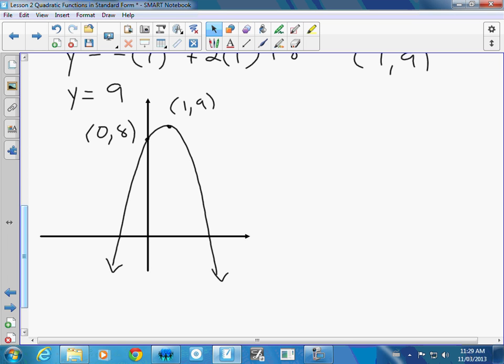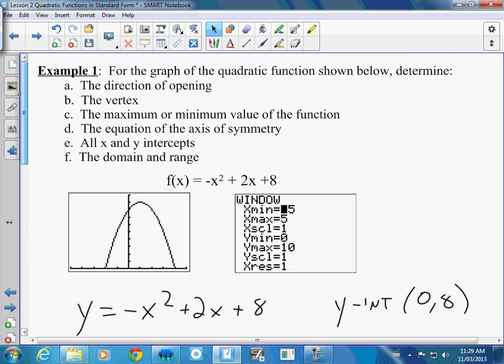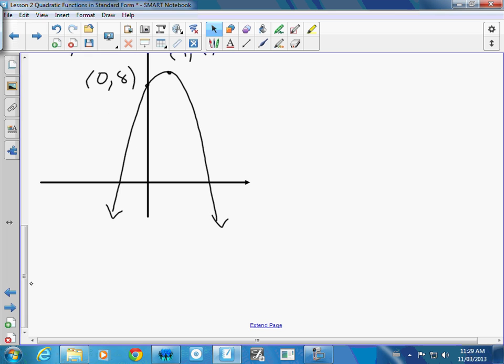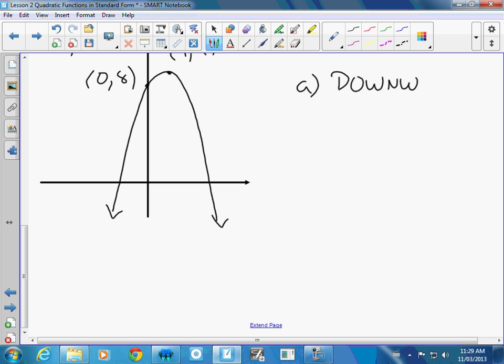Well, let's answer some of the questions. What's the direction of the opening? How are these labeled? I should actually have my notes in front of me. So the graph. This is A. The graph opens downward. Is that correct? Downward. B is asked, what's the vertex? Well, we did that one already. What is the vertex? 1, 9.